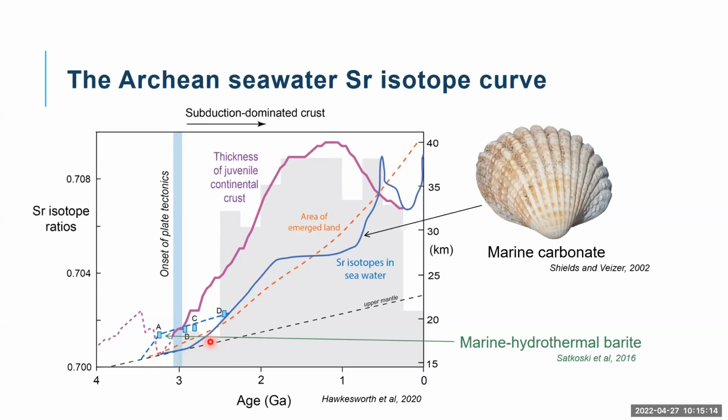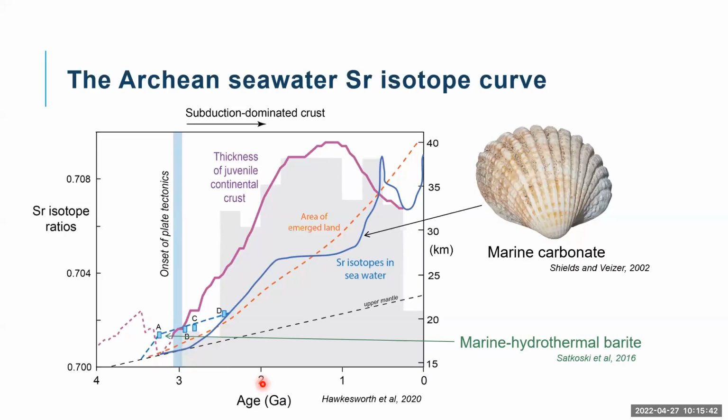However, 5 years ago, Aaron Sadkowski and colleagues published some data on a 3.2 billion year old barite that suggested that the strontium isotope ratios of seawater in the early Archean actually were much higher than these mantle-like values that were suggested before, so that this curve would basically be wrong.